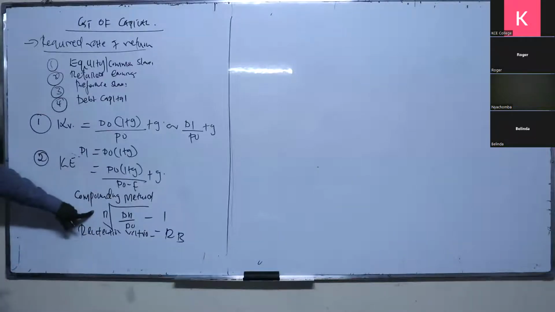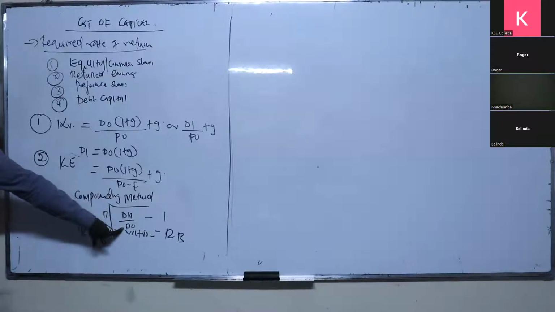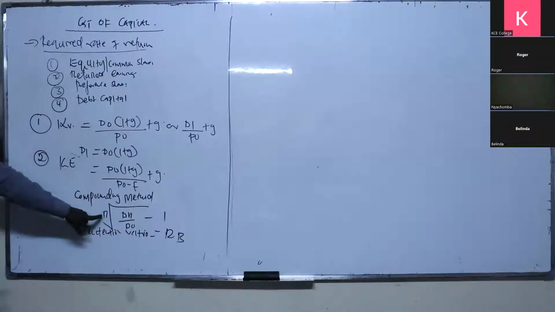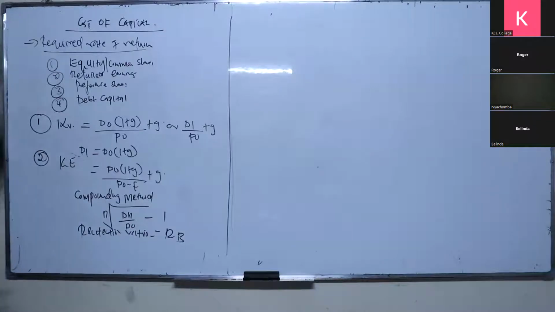Number 1 is the compounding method, where you have the recent dividend, which is denoted as Dn, and the previous dividend D0. Then this one is outside the square root, the nth root here. Then this n is the number of years minus 1. We're going to see them in a question.